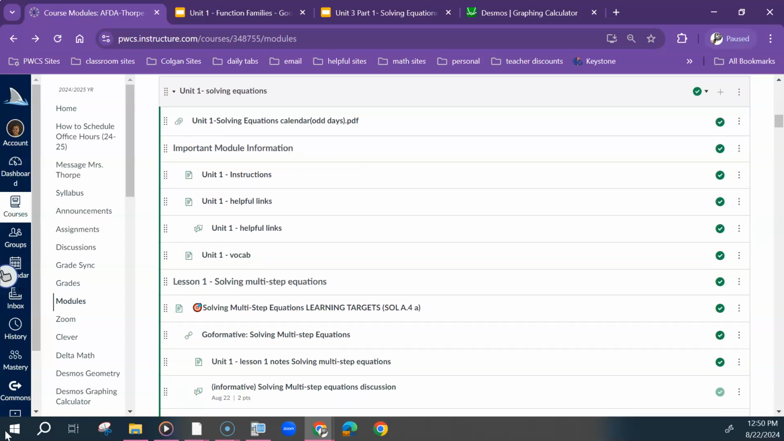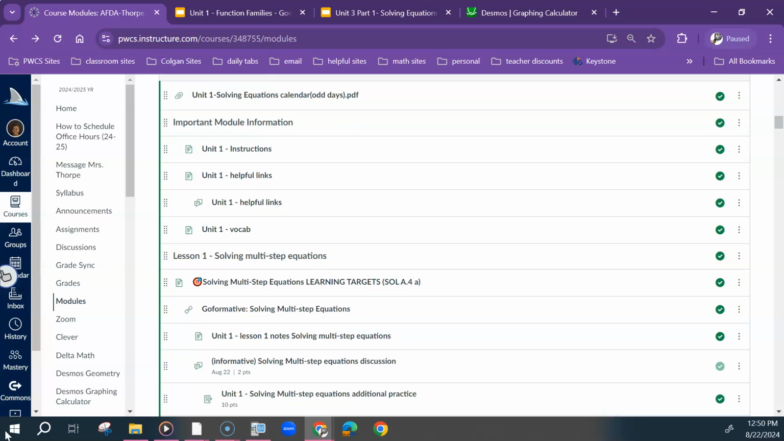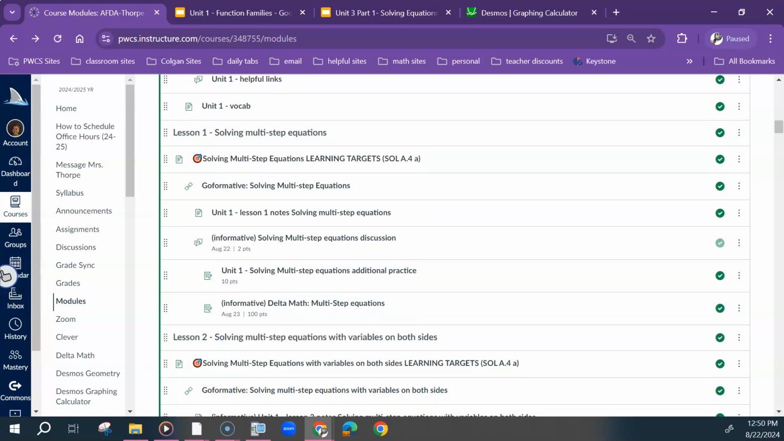And then there's a bunch of things in the module. Don't feel overwhelmed by all of it. You don't have to go into all of it. It's just there as extra resources if you want them. Like if you want to see more vocab or things like that, do that. The most important things here are the notes page. It has blank notes, filled in notes, and a video, not our class video, but just of me up here doing problems.